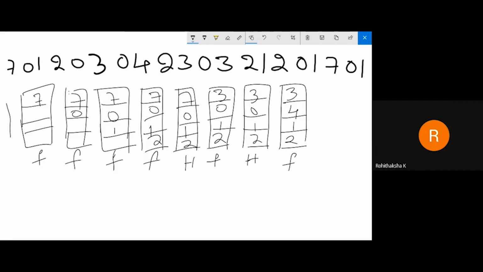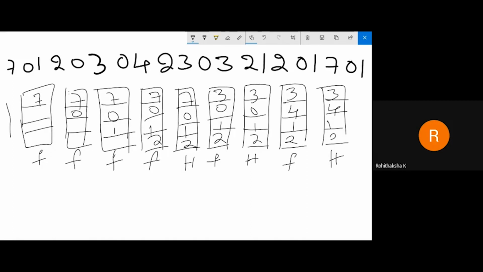Next, if I check the next reference, it is 2. So 2 is already there. I'll just copy as it is and mark it as a page hit. So I'll write the frame. 2 is already present in our page table, so it is a hit. I'll mark it as a hit and write whatever the previous contents are.